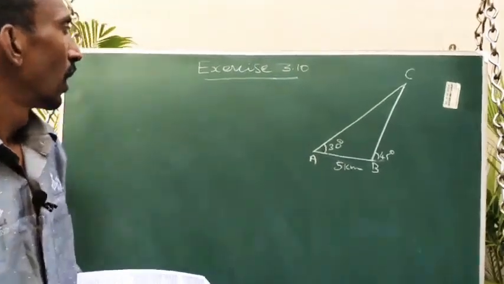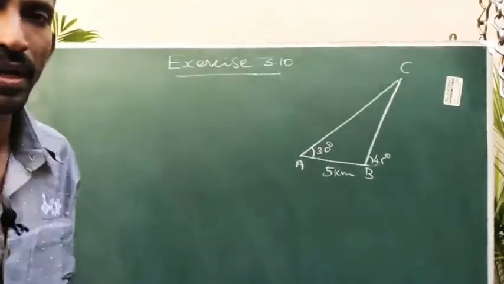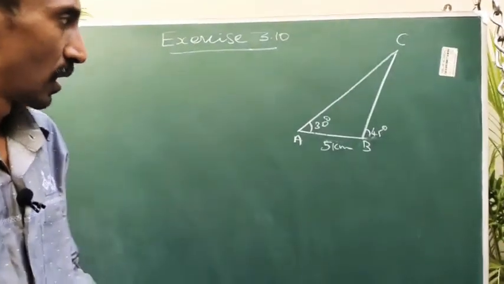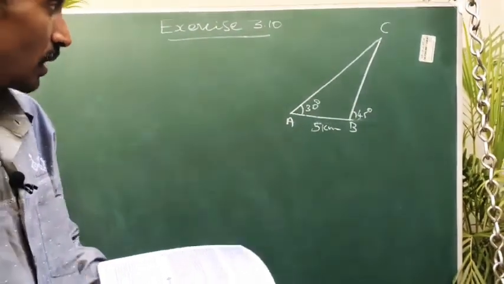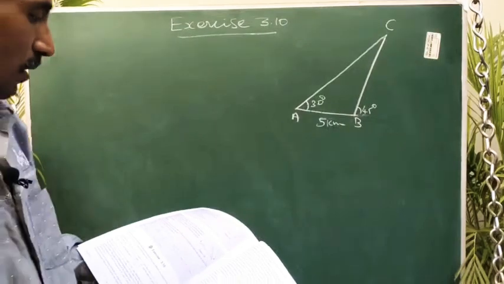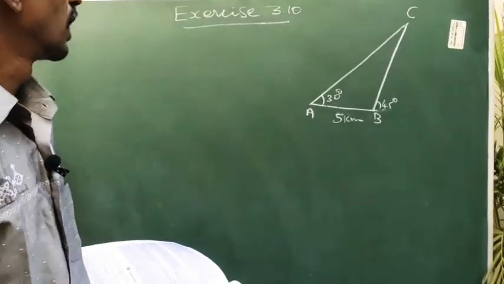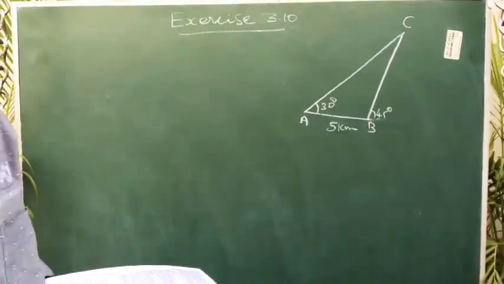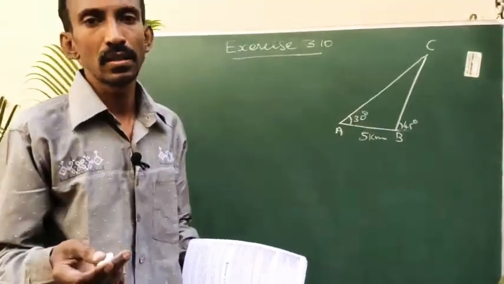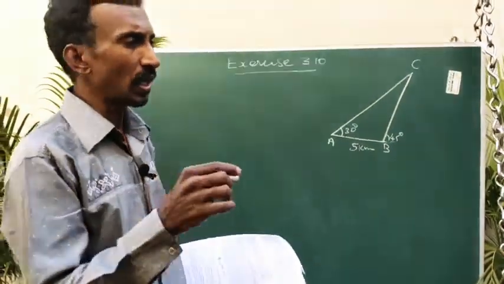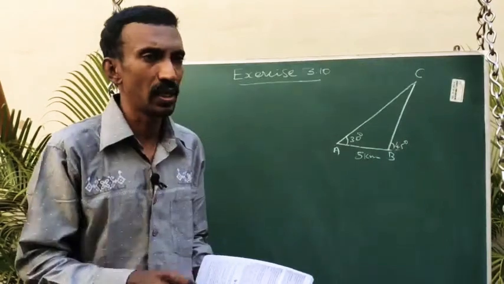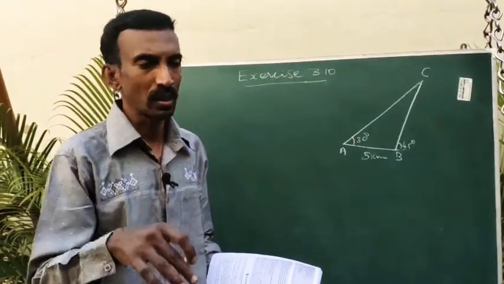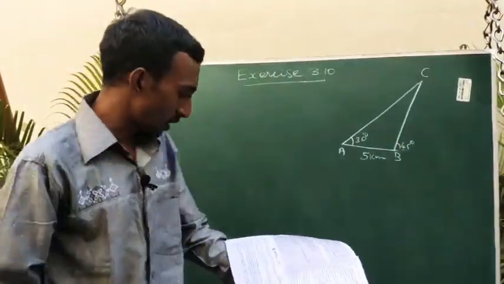Dear student, exercise 3.10, we are going to solve the remaining problems. Questions 7 to 16, maybe 5-10 problems remaining. We are applying the properties of triangles. Repeatedly, in most of the problems we are applying either the sine formula or the cosine formula. So look at question number 7.